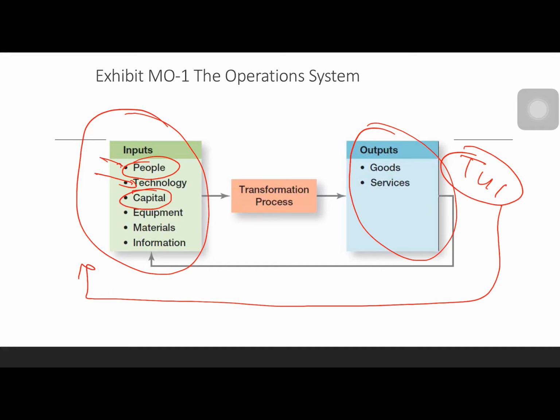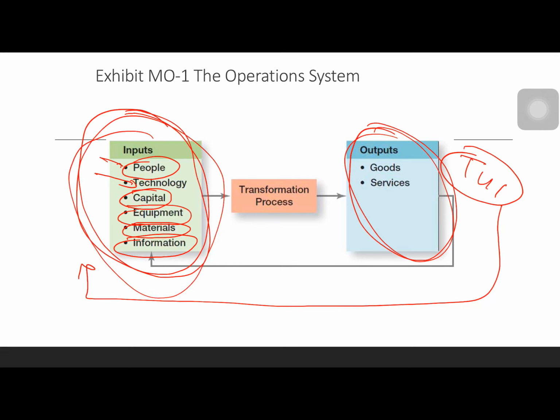You require capital. You require equipment, machines, and materials. And you require some information, exactly what products customers want. So in summary, in order to have the output, you need to have those inputs. When you have those inputs, you need to transform them to get the output. This transformation process is considered as operation management.